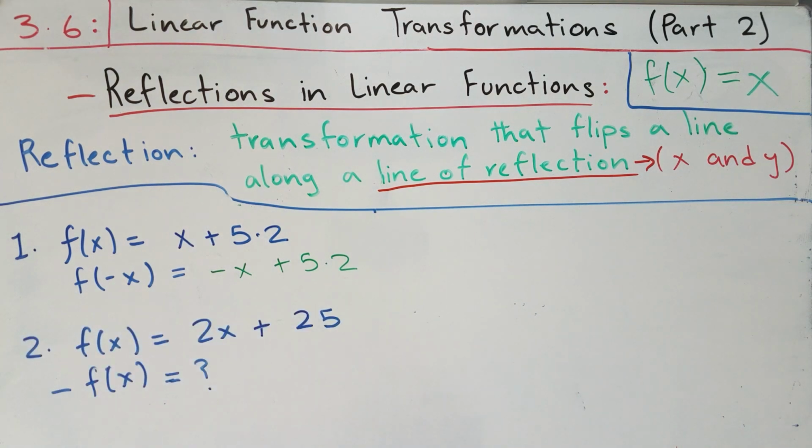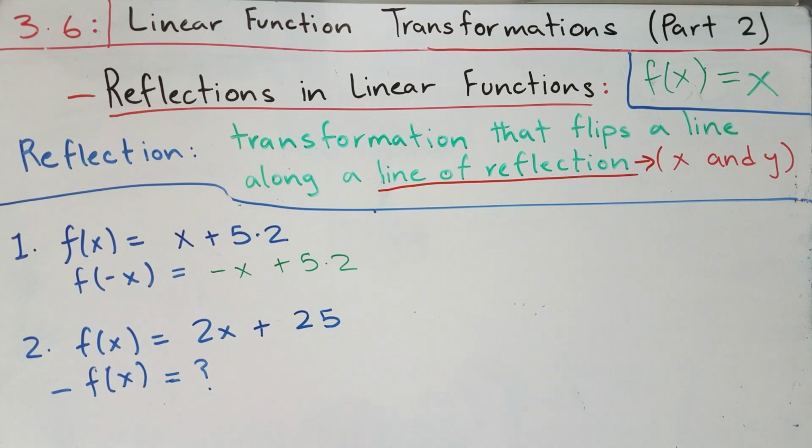In this second example, we're given f(x) equals 2x + 25. In this case, we're asked to find -f(x). From the scenarios we just did, we know that if you're multiplying -1 to the whole f(x), that means that you're only changing the y because you're multiplying -1 to the y, but you're not multiplying it with the x that's inside the function. So your x will remain the same, but your y will be reflected by that -1 factor.